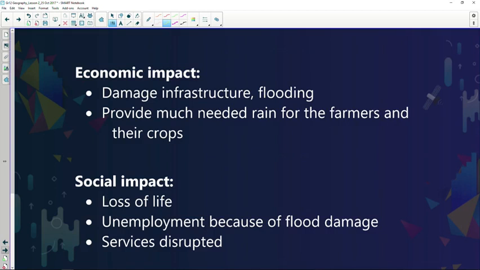Now, very much important to me is the impact and the consequences of mid-latitude cyclones. There's pros and cons. Now, when you answer your paragraph questions, always think of economical consequences, social consequences, and environmental consequences. Believe it or not, mid-latitude cyclones have pros and cons. It's not a bad thing.